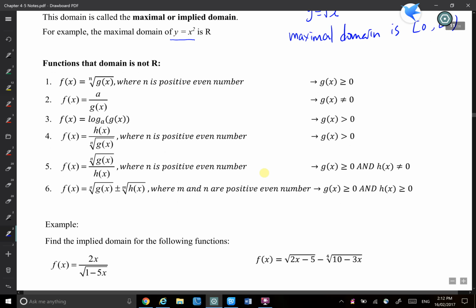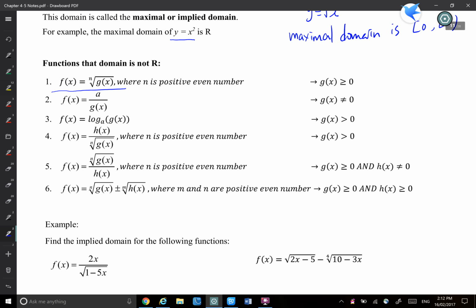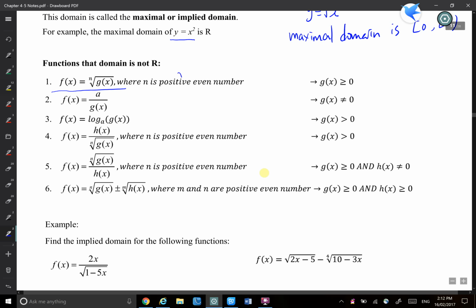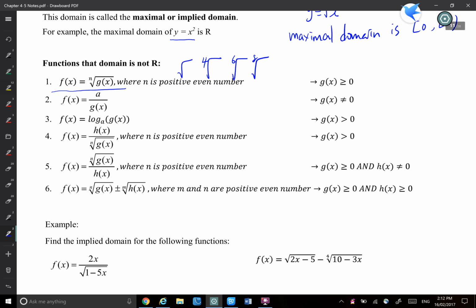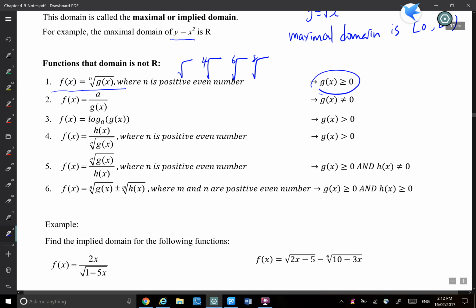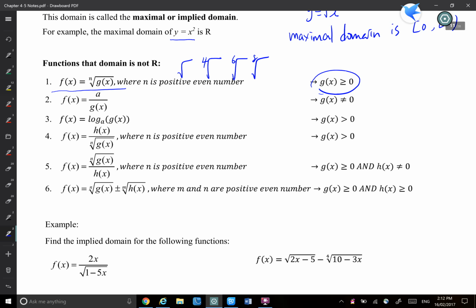First of all is the even root, the nth root, where n is a positive even number. So I'm taking square root, root 2, root 4, root 6, root 8, all of those functions can only take positive numbers. So the function inside, g(x), what you put under the square root, will be greater than or equal to 0.